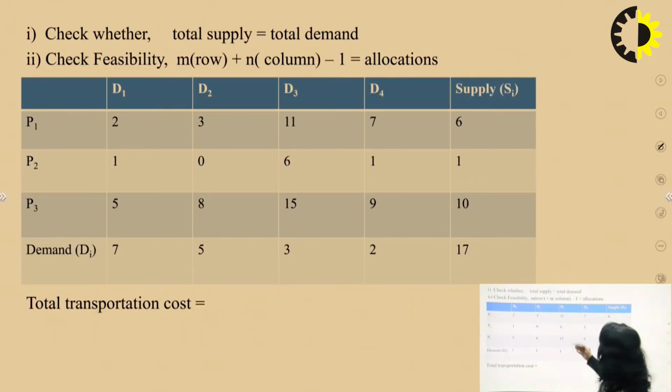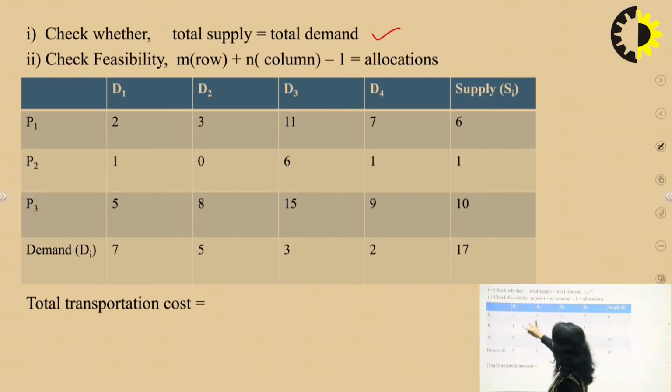Okay, so we have already checked this step that total supply is equal to total demand here, and we can check the feasibility also. For the feasibility, m plus n minus 1 should be equal to the number of allocations. Here m is the number of rows, n is the number of columns, and m plus n minus 1 is equal to the allocations. So here the rows are 3 and the columns are 4. So 3 plus 4 is 7, minus 1, that is 6. So allocations should be equal to 6.